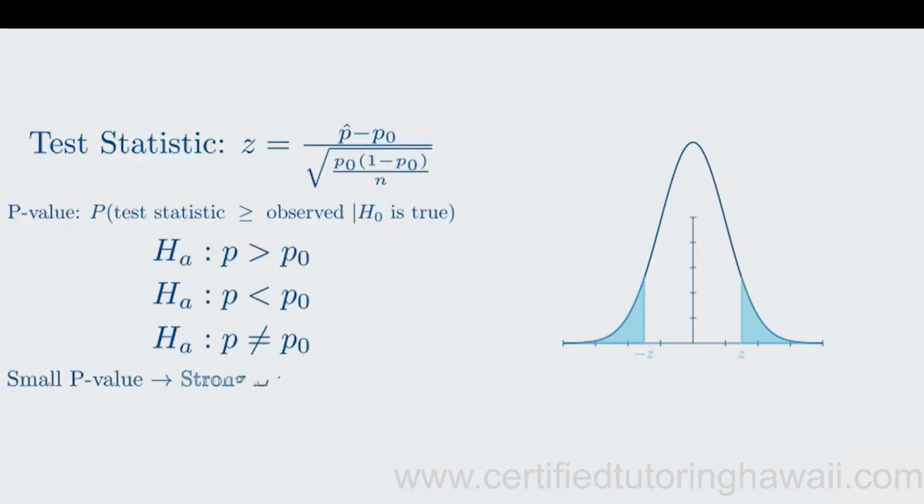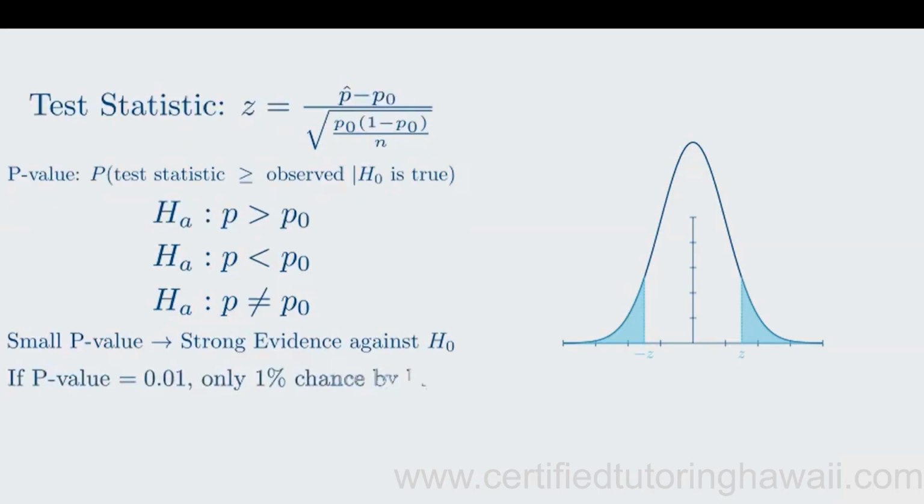The smaller the p-value, the stronger the evidence against the null hypothesis. It suggests that what we observed would be very unlikely to happen by pure random chance, if the null were actually true. Think of it like this. If a p-value is 0.01, there is only a 1% chance of seeing our sample results just by luck. That makes the null hypothesis look pretty suspicious, doesn't it?